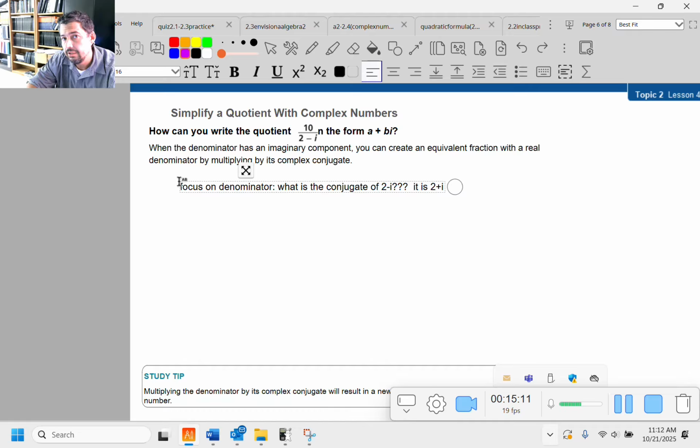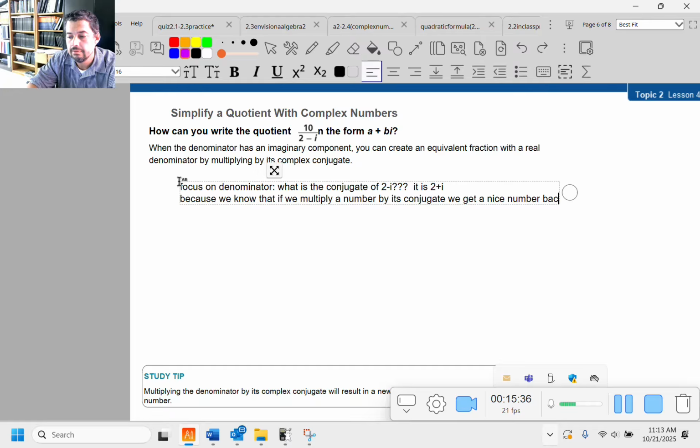What we're going to do, and you just saw what happened, if you multiply a complex number by its conjugate, you get a nice whole number back, right? So because we know that if we multiply a number by its conjugate, we get a nice number back, we can multiply 2 minus I by 2 plus I.